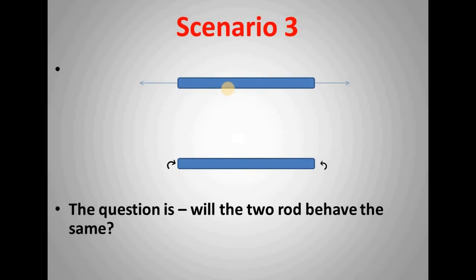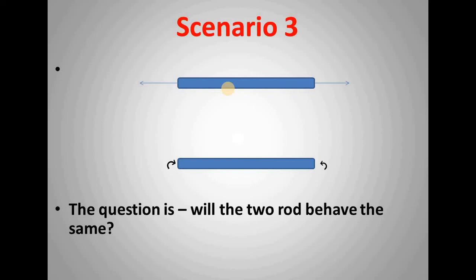So now let's take a look at the last scenario. Now we have scenario 3. In scenario 3, we are having the same material, the same area, that is, the same section geometry. But now the difference is the way we apply the load on this material. This is the only difference.